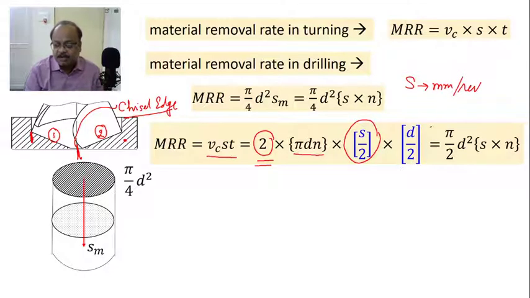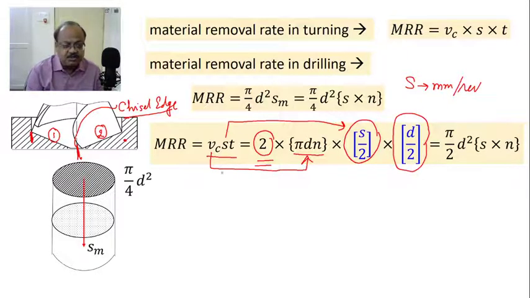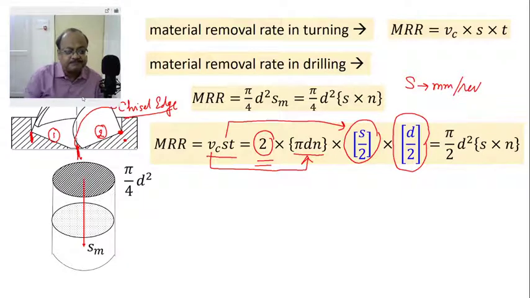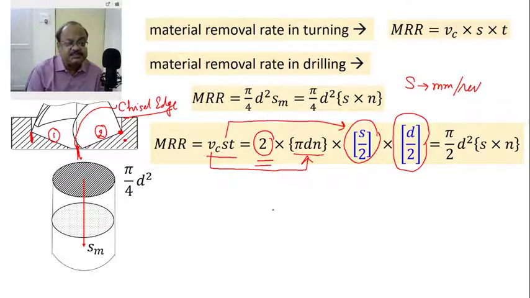Now, this feed gets replaced here, this VC gets replaced here. For depth of cut, I have used D by 2. Why D by 2? See, this particular cutting edge is removing material from this place to this particular place. So this distance is nothing but T, which is D by 2, because this whole thing was D, the diameter of the cutter.